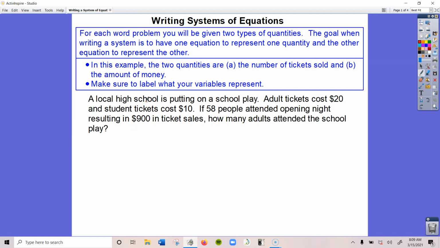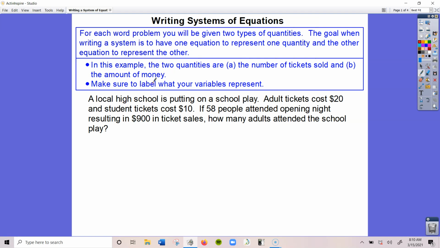It says, a local high school is putting on a school play. Adult tickets cost $20 and student tickets cost $10. If 58 people attended opening night, resulting in $900 in ticket sales, how many adults attended the school play? So in this particular example, the two quantities that are represented are A, the number of tickets that were sold, so adults and students, and B, the amount of money that was made.